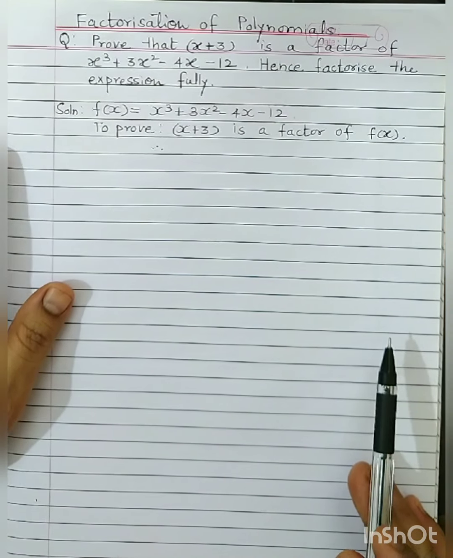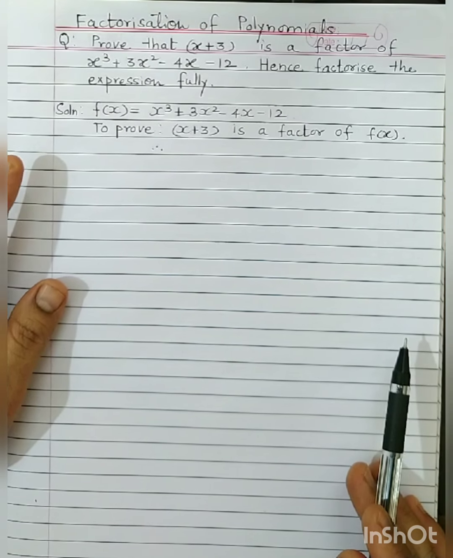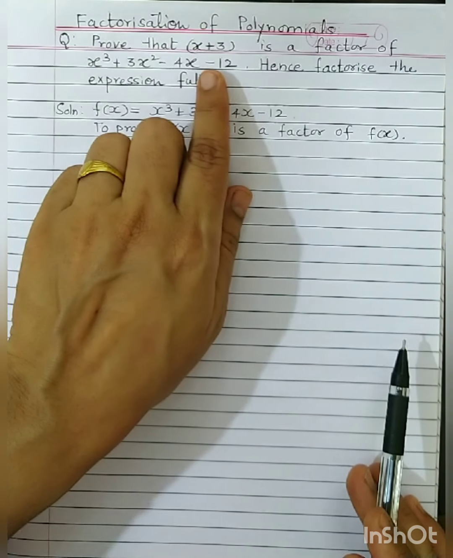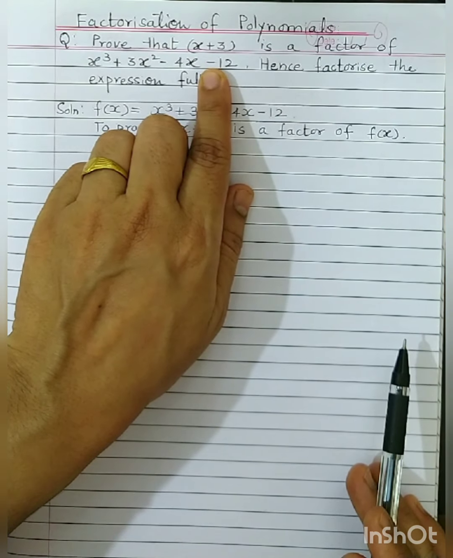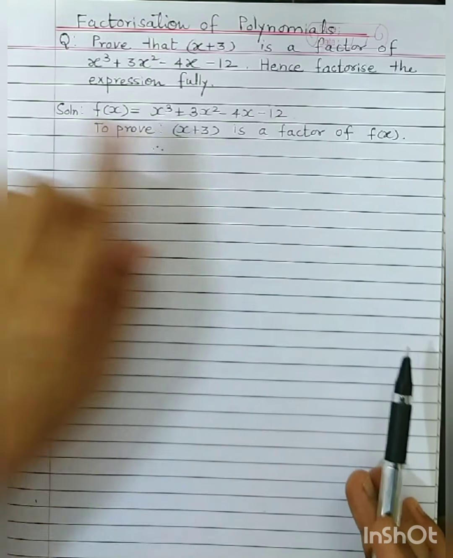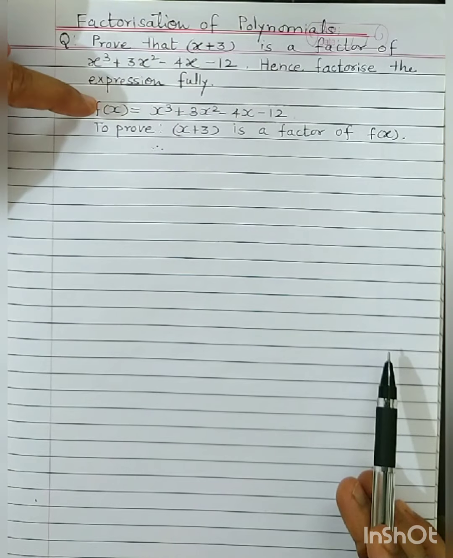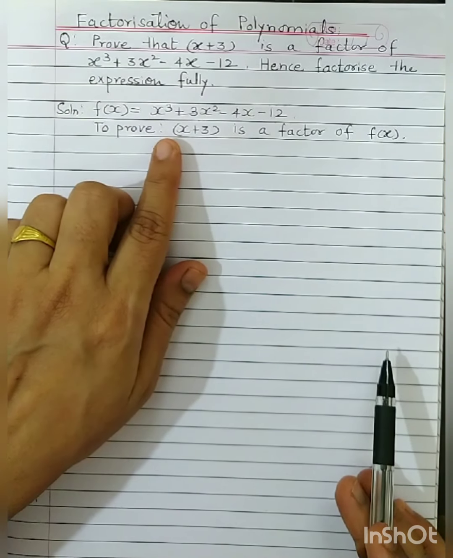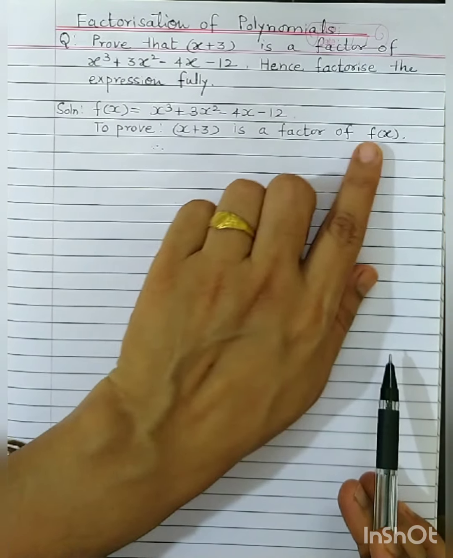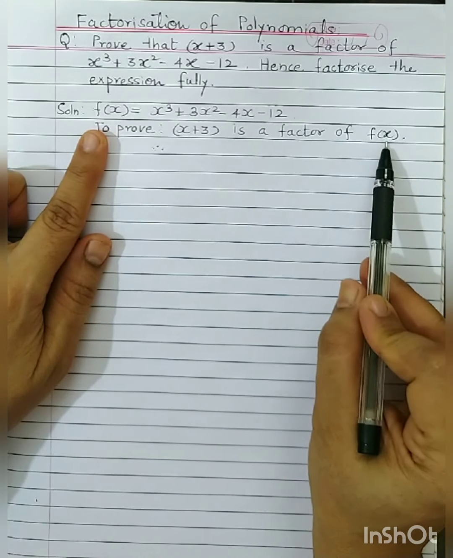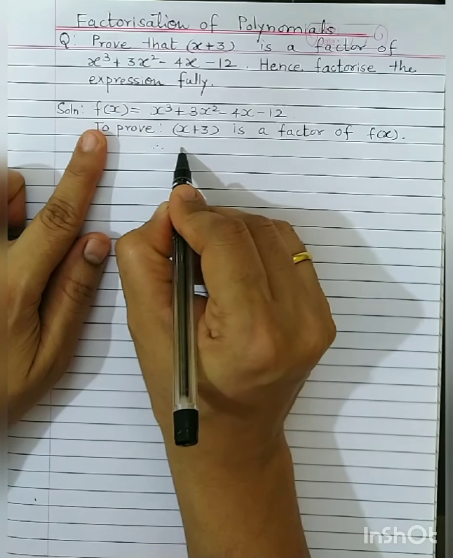See, the question is in two parts. First part is you have to prove that x plus 3 is a factor of the given polynomial. Okay, so let us see this first part. I will denote this polynomial as f of x. What I have to prove is x plus 3 is the factor of it. So you know x plus 3 will be a factor if the remainder will be 0.